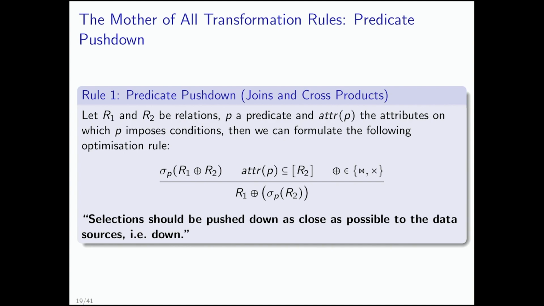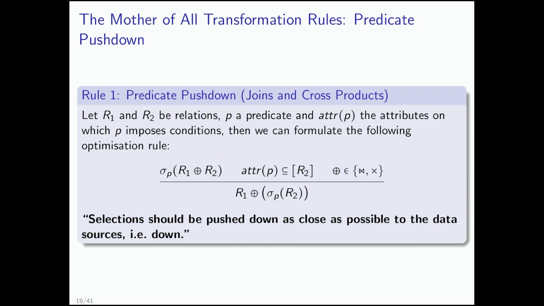So if we have a binary operator on R1 and R2 that is either a join operation or a cross product, followed by a selection with predicate P, and the attributes of P are all contained in the schema of R2. So in other words, you have a condition in the predicate, for instance, A equals 42, where A is an attribute of R2. In this situation, we can push down the predicate.